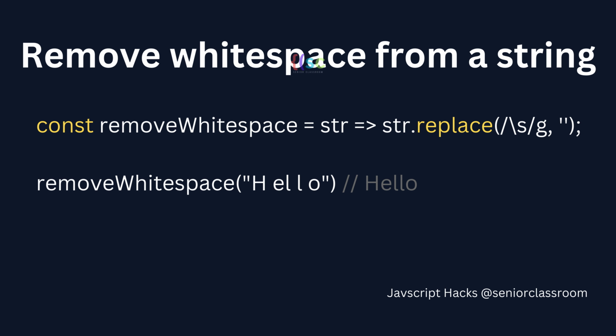This JavaScript function, removeWhitespace, takes a string as an argument and removes all whitespace characters from it. The replace method is used with a regular expression that matches any whitespace character globally throughout the string. This effectively removes all spaces, tabs, and other whitespace characters.